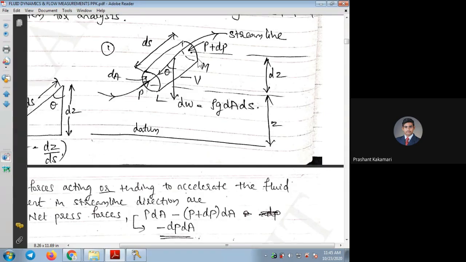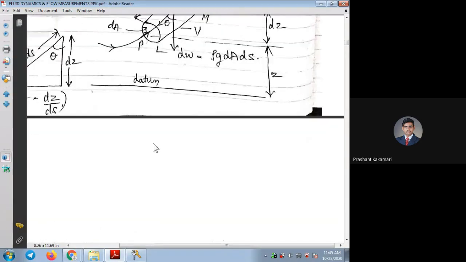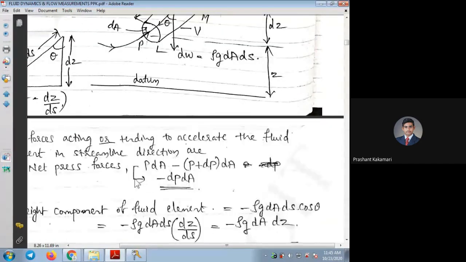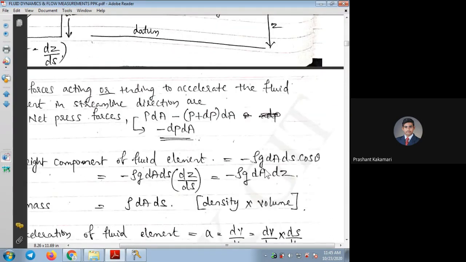Is that clear? So initially you have to assume the fluid is in stagnation condition. Once you apply the pressure, it will start moving. So to apply this pressure, you have to overcome this extra force also. That is denoted by P plus dP. So if you simplify, I can write it as minus dP dA, the effective pressure force in the given direction. And weight, you can see it is acting downside.